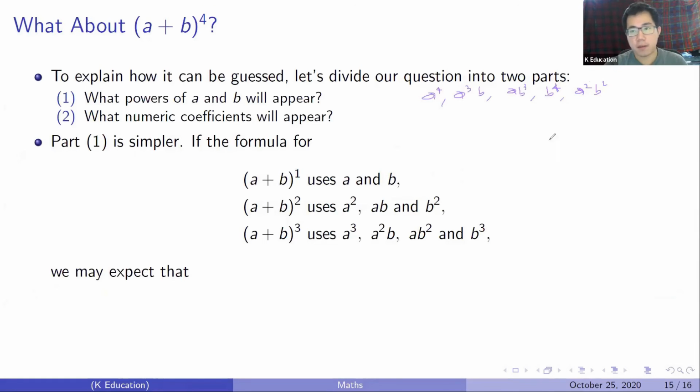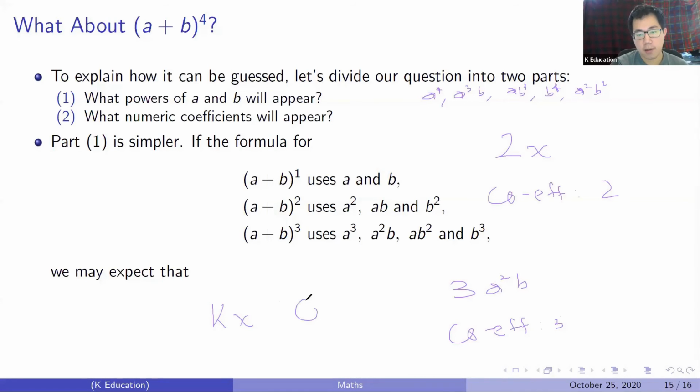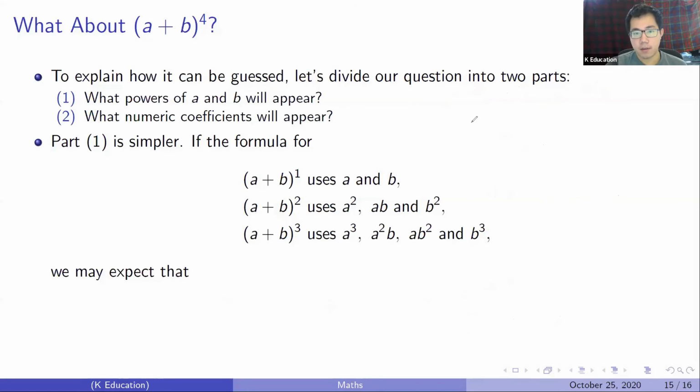Now the challenge is what coefficients will they have? By coefficient I mean the number in front of the letter, right? So if you have 2x, the coefficient of x is 2. If I have 3a squared b, the coefficient of a squared b is 3. Okay, and if I have kx, also here the coefficient of x is k. Right, so it's the number in front of the letter we're interested in, and k is a number in that case. Okay, so we expect that a plus b to the 4 uses these kinds of things.